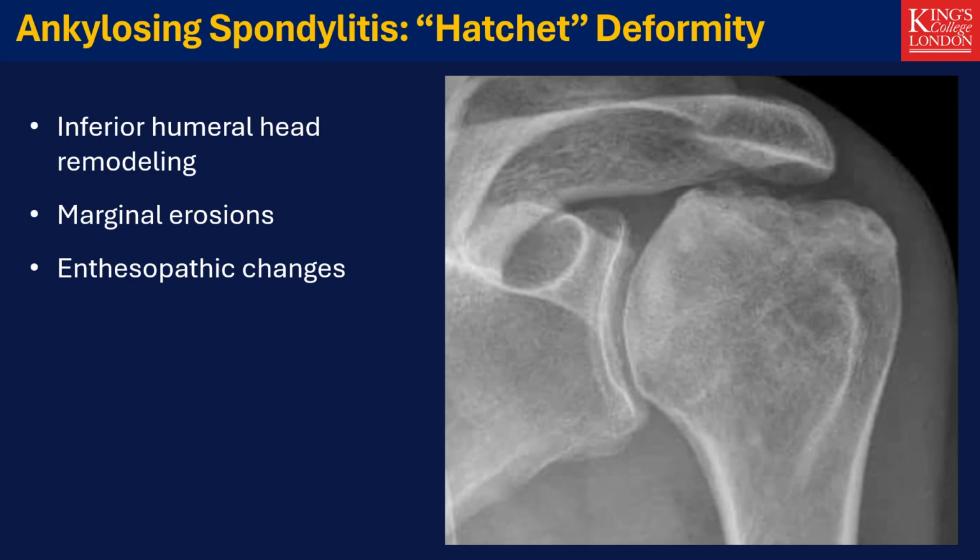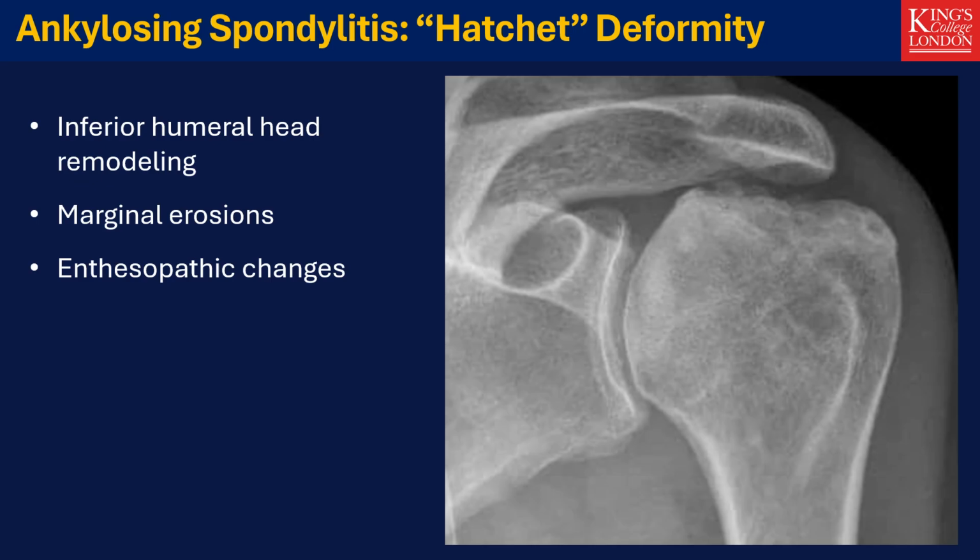Key findings are acromioclavicular joint ankylosis, erosions on the humeral head producing a hatchet-shaped deformity, and ossification of the corticoclavicular ligament, often indicating severe, long-standing disease.